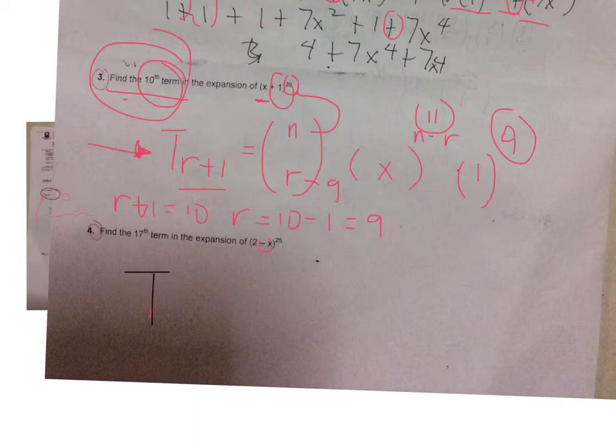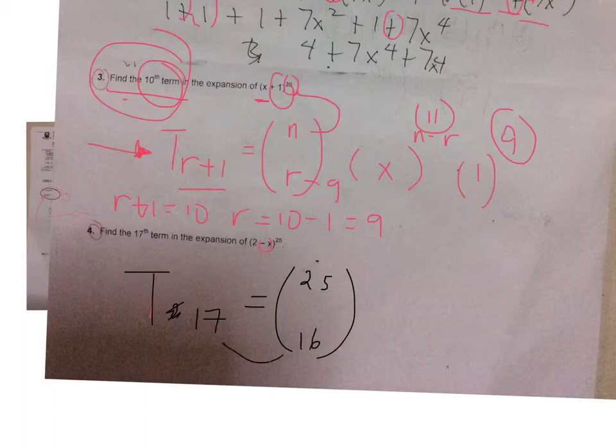The t of 17 rather. So the t of 17 is equal to 25 choose, that's your n. R plus 1 is 17, so r must be 16. So they always have a difference of 1. Then you copy the first term, 2 raised to the difference of 25 and 16, that's n minus r. So 25 minus 16 is 9. And then you copy, so this is the crucial step, the negative x or minus x should be taken as negative x and then raised to r, which is 16.